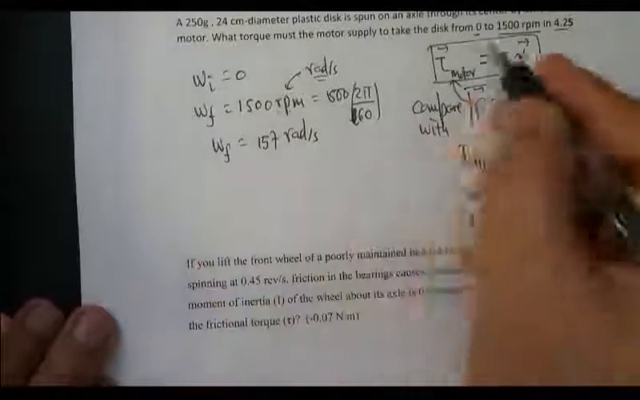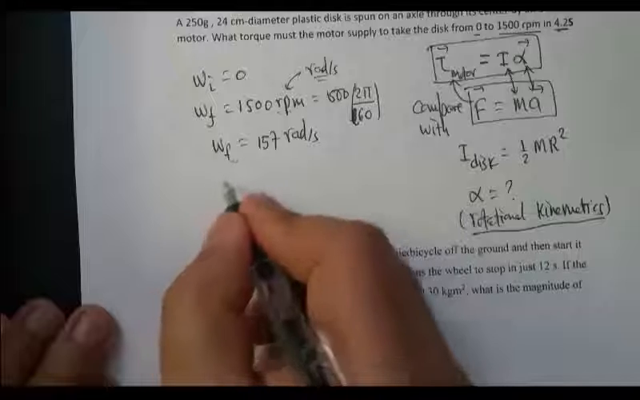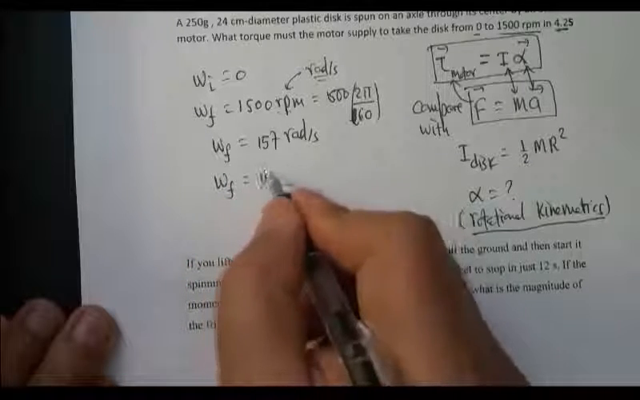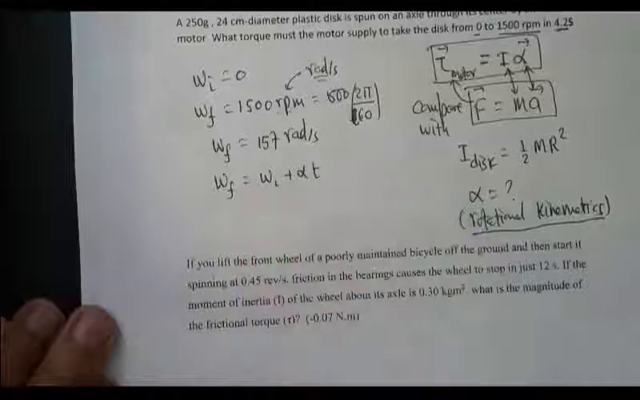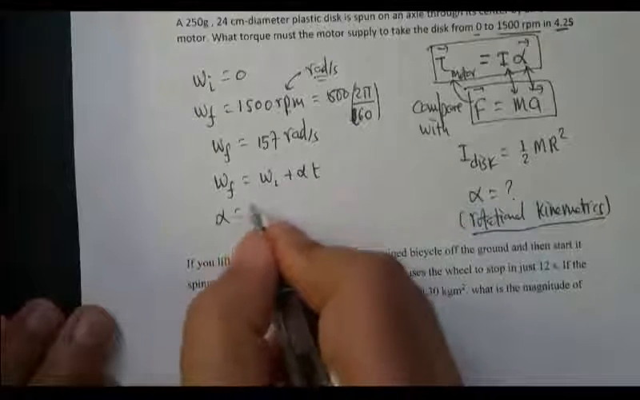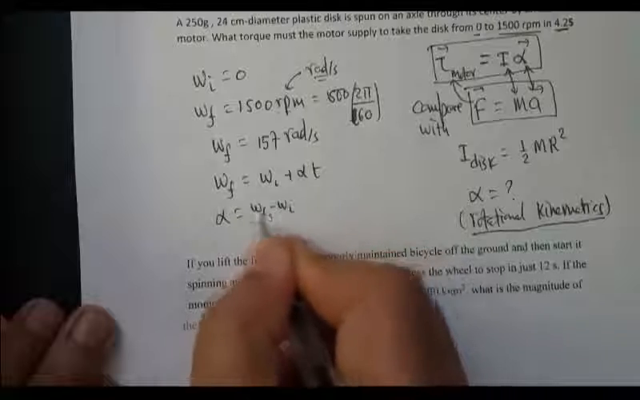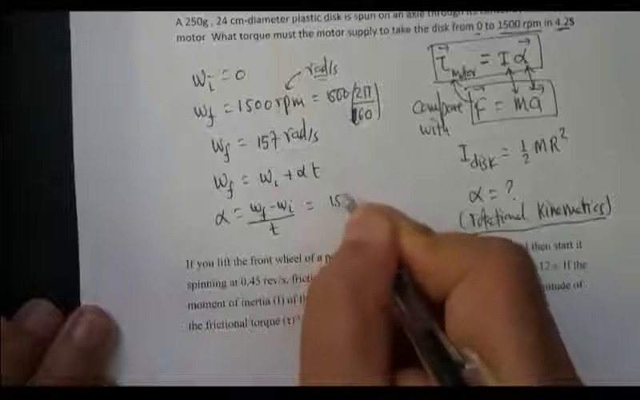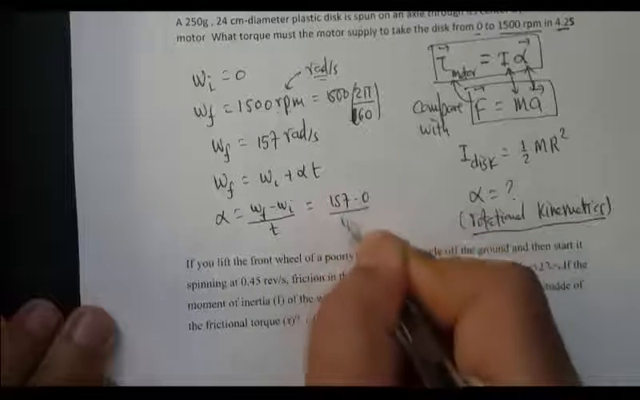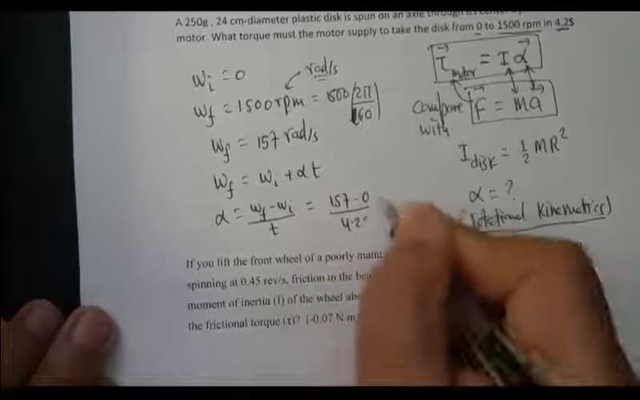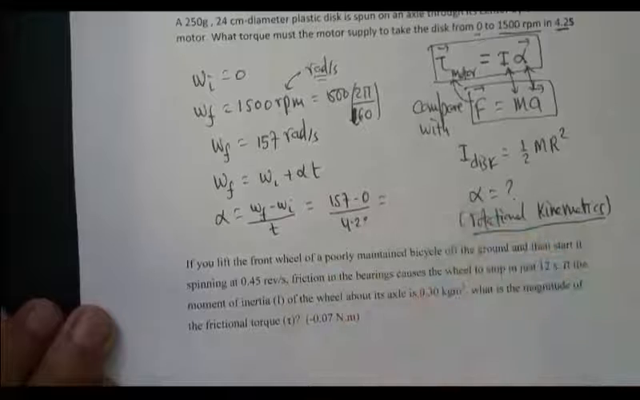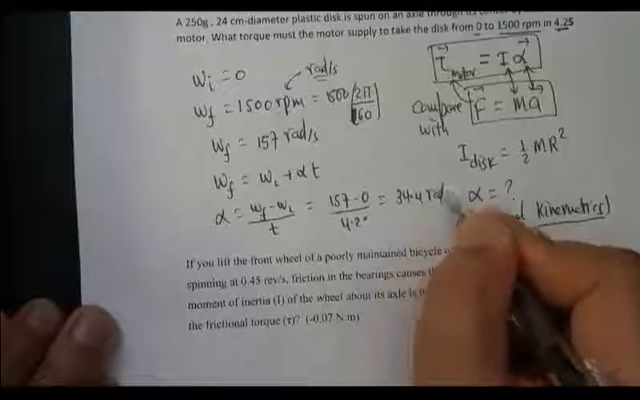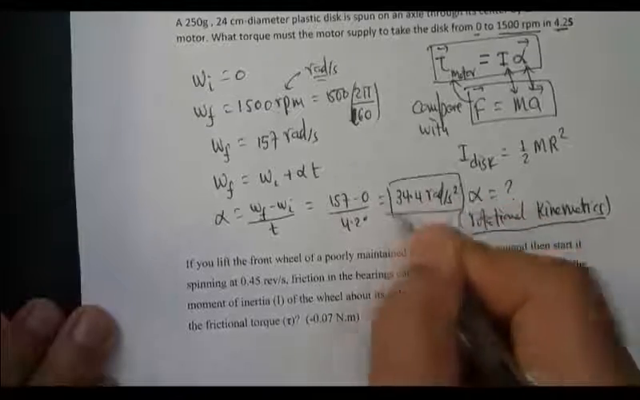And you're given the time, 4.2 seconds. So then you can find alpha just by using the rotational kinematics, which we did in the very beginning. Omega final equals omega initial plus alpha t. So your alpha is omega final minus omega initial divided by time. Final is 157, initial 0, time is 4.2 seconds. So that's going to give you 34.4 radians per second squared. So that's what you need.